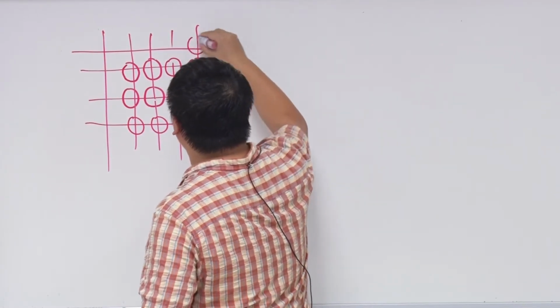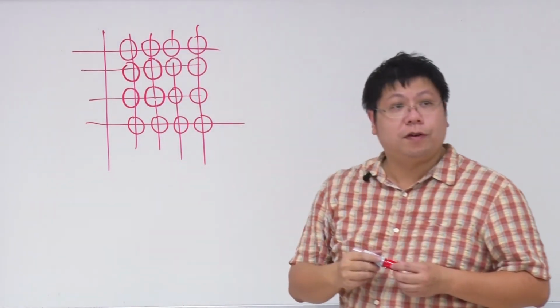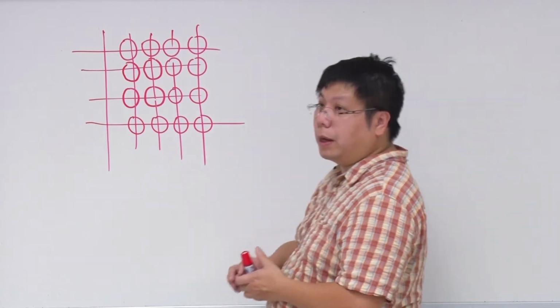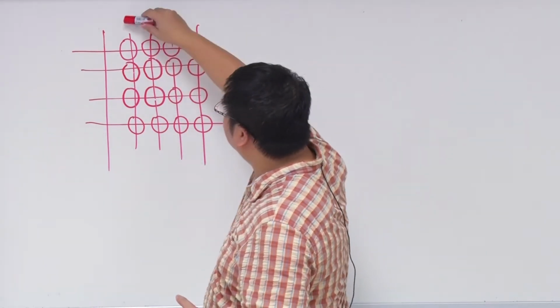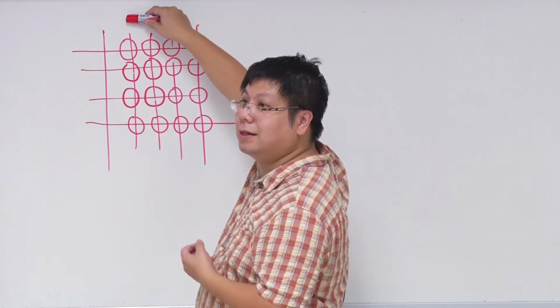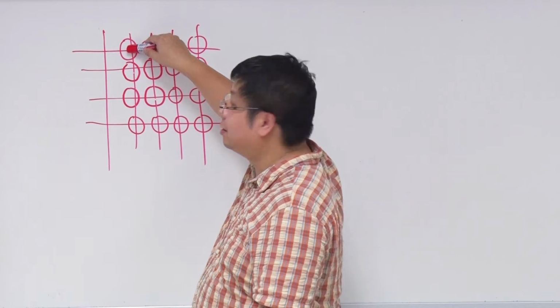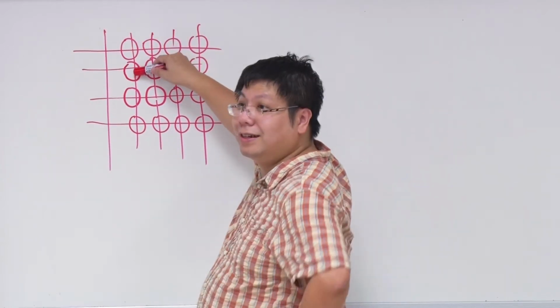Let's try 4 by 4. Let's say we are going to jump this here. Imagine, I'm going to jump this here, and then jump this here, because it's now empty. And then jump this back.